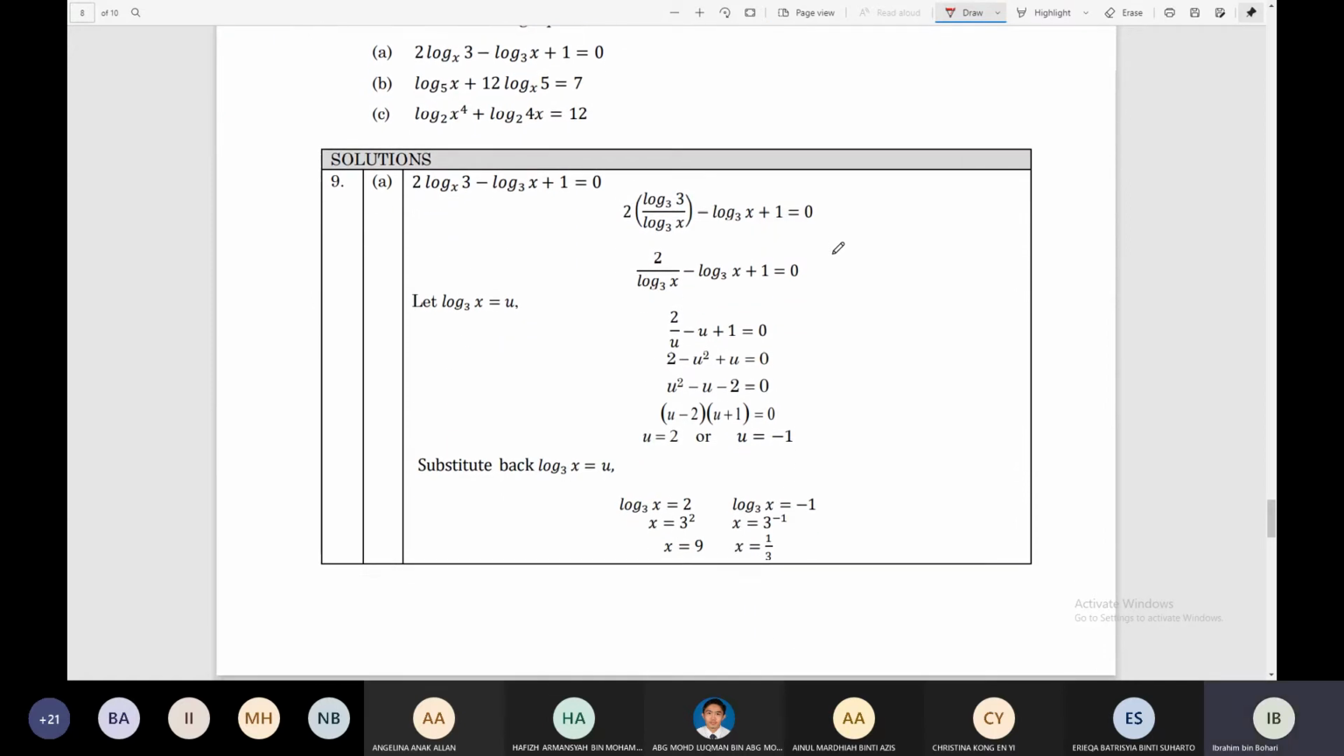Okay, question 9, question A. 2 log 3 base x minus log x base 3 plus 1 equals 0. First step, change to base 3. Your base, this one, base 3. Okay. So 2 log 3 base x changes to 2 log 3 base 3 over log x base 3, minus log x base 3 plus 1, and here equals 0. Log 3 base 3 equals 1, and here it equals 2 over log x base 3 minus log x base 3 plus 1, and here equals 0.